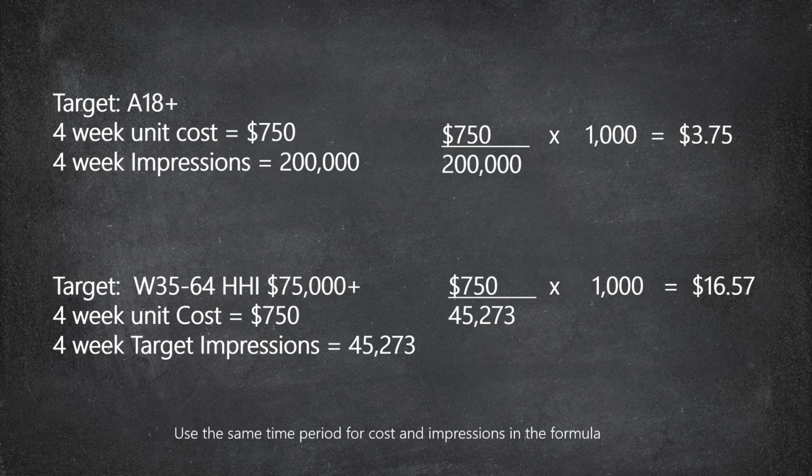That's to be expected. The more narrowly defined an audience, the higher the CPM. That is true of any medium. It's important to note that for CPM calculations, the same time period for costs and impressions must be used. For example, 4-week cost and 4-week impressions, or 1-week cost and 1-week impressions.